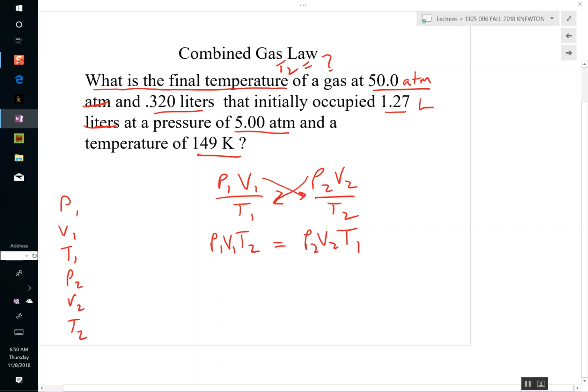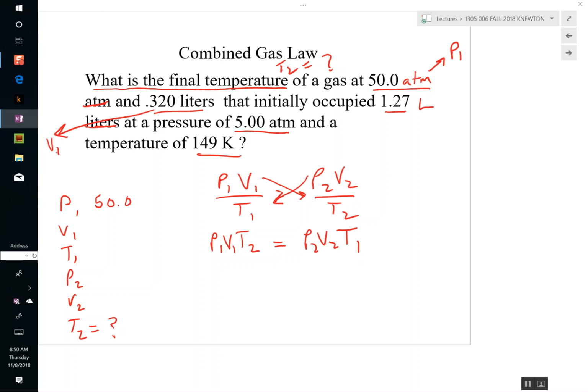So T2 is my unknown, of a gas that's at 50 atmospheres. This is P1 and 0.320 liters, this is V1, that initially... I'm sorry, I'm off. What's wrong there? What is 50 atmospheres? P2.